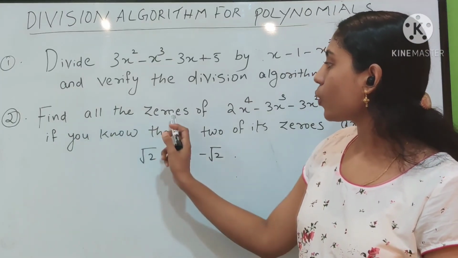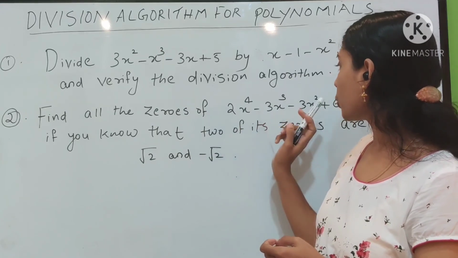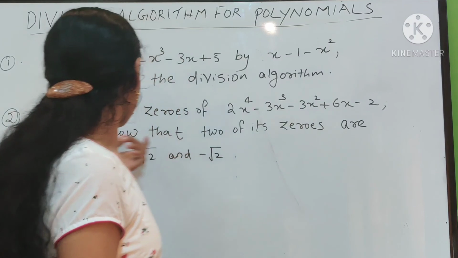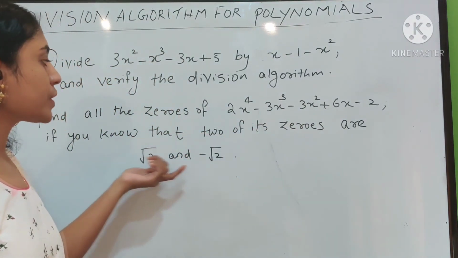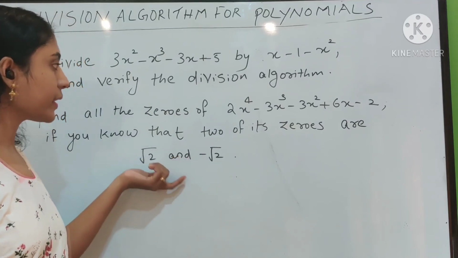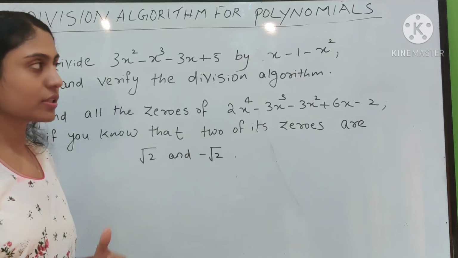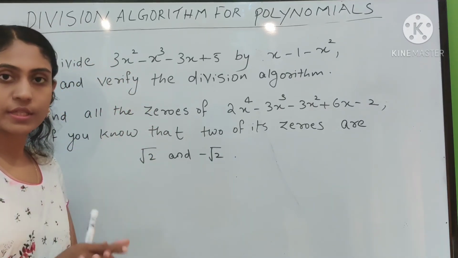Next question, find all the zeros of this polynomial, that is 2x raised to 4 minus 3x cube minus 3x square plus 6x minus 2, if you know that 2 of its zeros are plus root 2 and minus root 2. 2 of its zeros are given to you, and using that you have to find the other zeros of this particular polynomial. Just try to do it by yourself. I will give you the solutions in the next class.